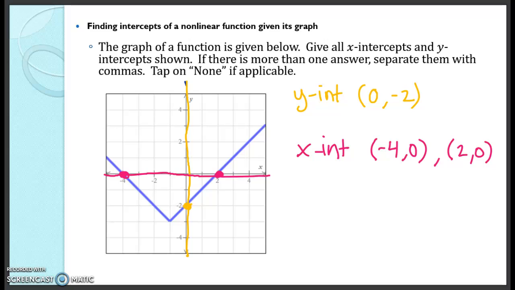So finding the intercepts of a nonlinear function giving its graph is that simple. For the x-intercept, we go along the x-axis and find where the function crosses the x-axis. And for the y-intercept, we go along the y-axis and find where the function crosses the y-axis.